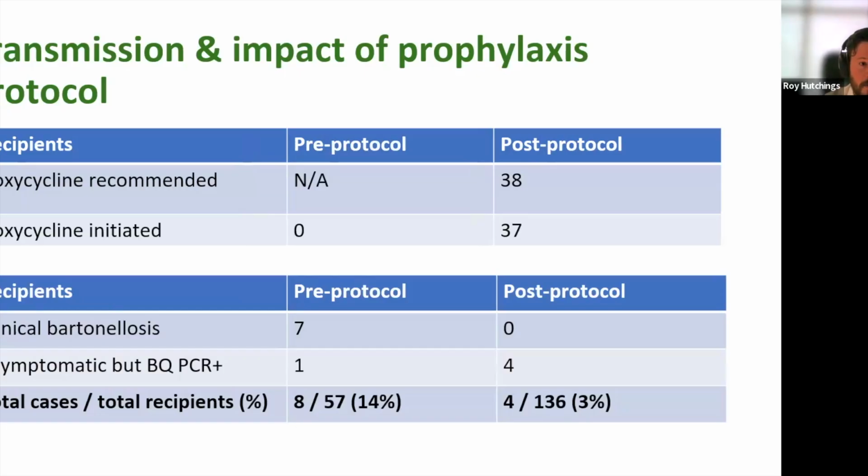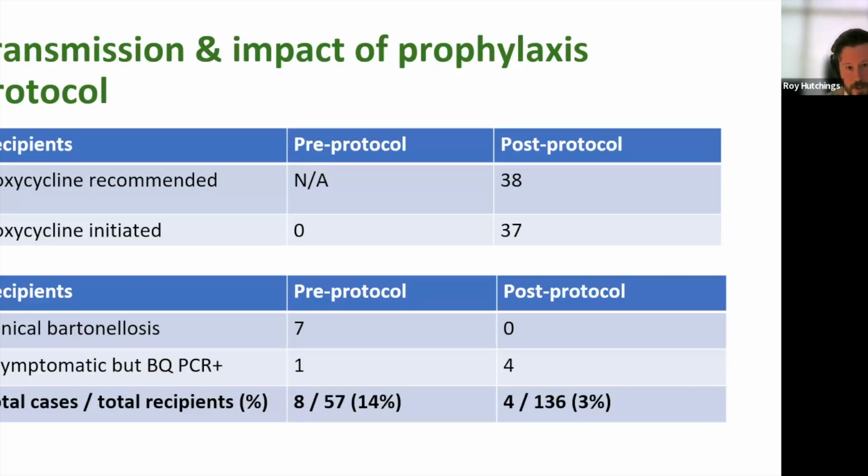Looking at the cases. So before the protocol, there were a total of 7 clinical cases, plus 1 additional case that was asymptomatic, but tested positive by blood PCR. Post-protocol, there were no clinical cases, and 4 asymptomatic recipients that had happened to have testing of their blood for PCR. And in most cases, the single pre-protocol case that had PCR testing was because another recipient from the same donor had clinical disease.